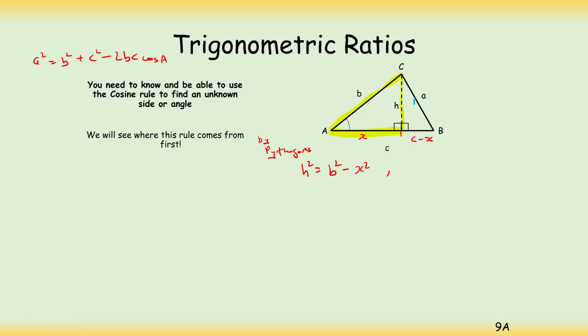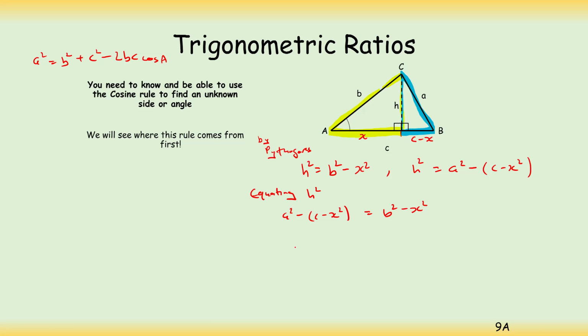I'll go blue. So this triangle this time, looking at that triangle, let's get back to the pen. I can say that h squared, again, is equal to a squared minus (c minus x) squared. So I've got h squared and h squared here, so I can equate h squared. That means that a squared minus (c minus x) squared is equal to b squared minus x squared.